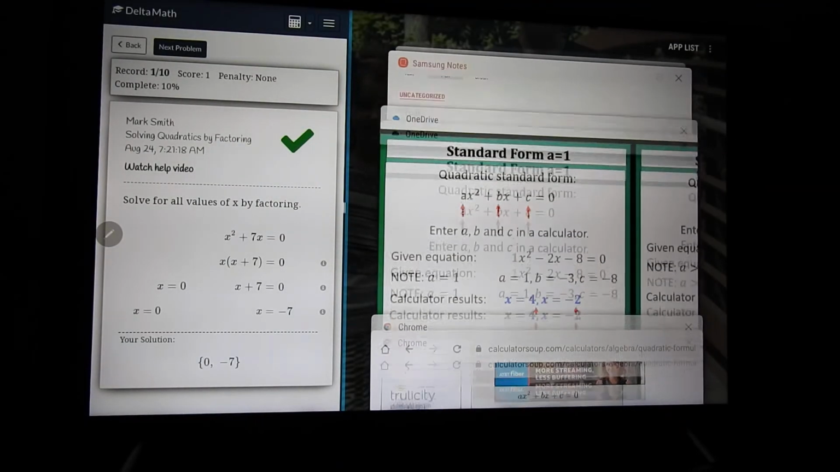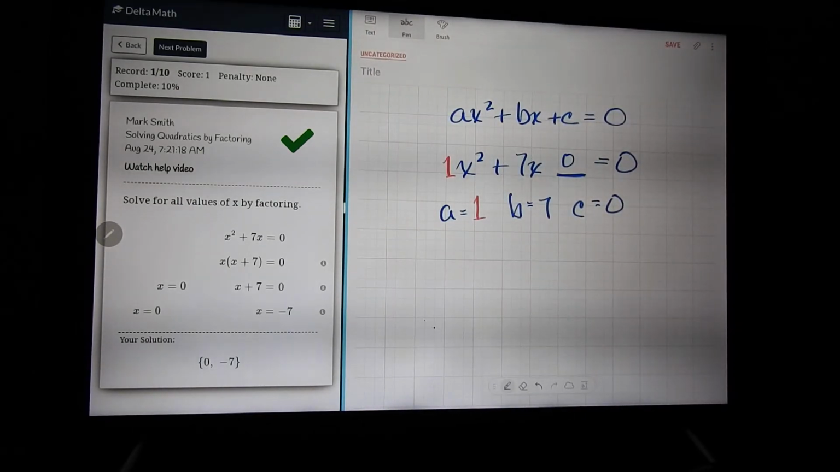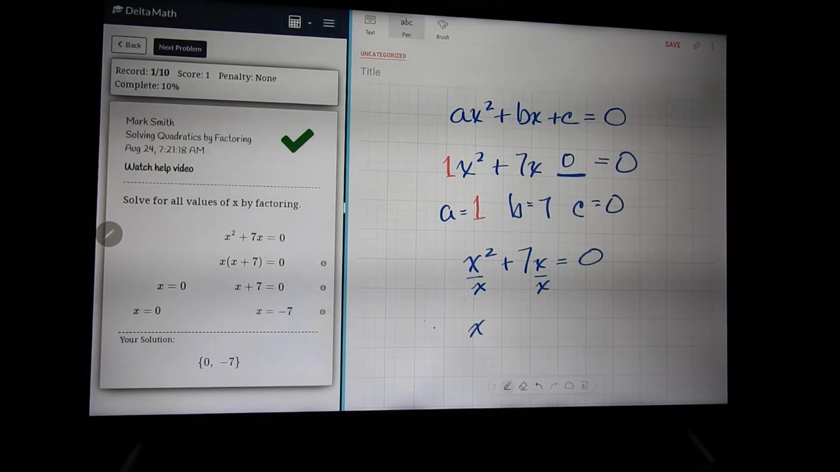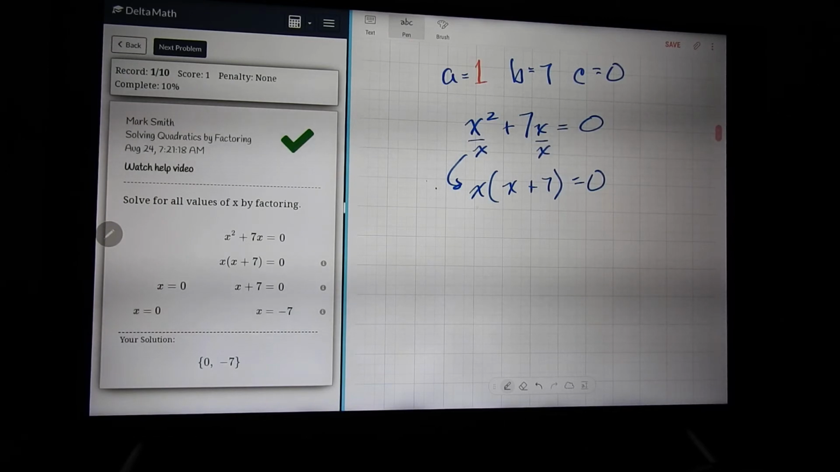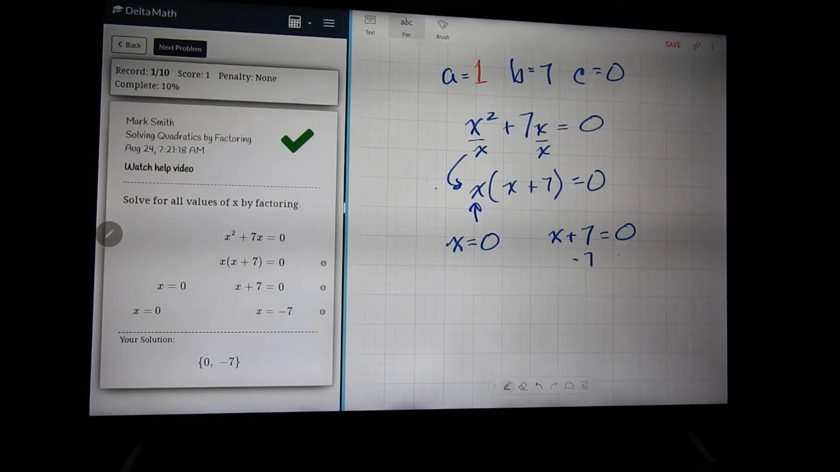I'm going to show you a technique you might have learned while you were in algebra. x squared plus 7x equals 0. We can take an x out of each one of these, and we have x plus 7 equals 0 left, and so we really have two equations. We have x equals 0, and x plus 7 equals 0. To make this 0, we're going to subtract 7 from each side. That changes this into a 0, and now this says x equals -7.